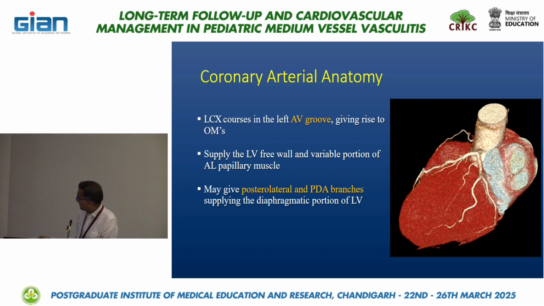These branches arise and are numbered sequentially, like OM1 is smaller, OM2 is larger, and sometimes if there is a larger OM, then the distal circumflex is smaller. It may give rise to the posterior descending artery or the posterolateral branches if there is left dominant circulation.